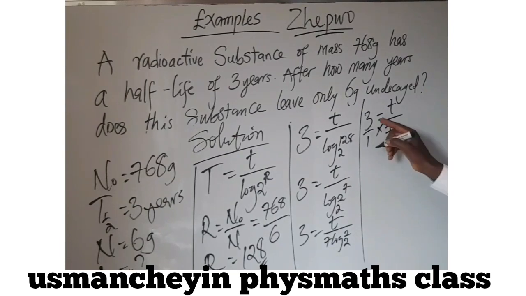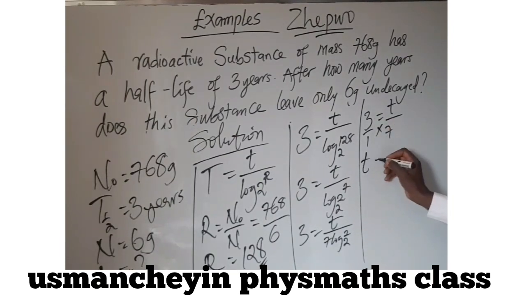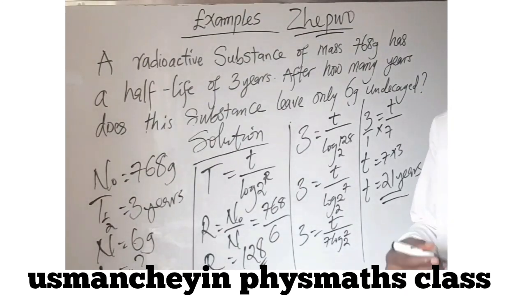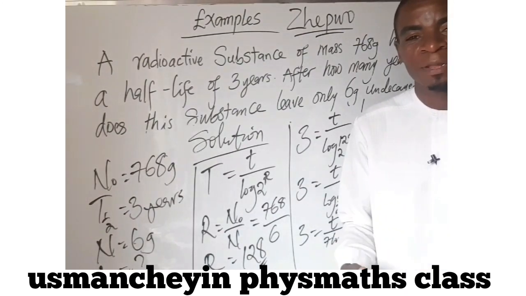So we cross multiply. 7 will multiply 3. So our t will just be 7 times 3, and t is equal to 21 years. And this should be our final answer using the ZHEPWO method.